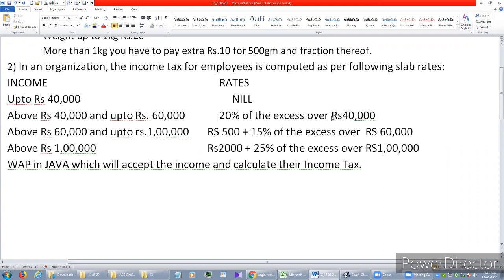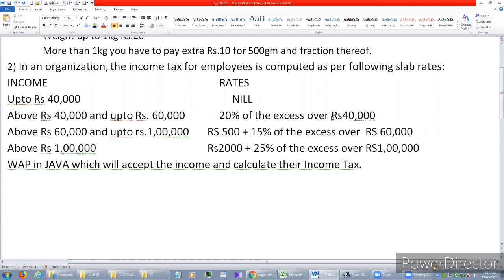Deepan, can you explain? Sir, I think 20,000. 20,000? He earned in between 40,000 and 60,000. You have to pay 20,000 as a tax. No, sir.